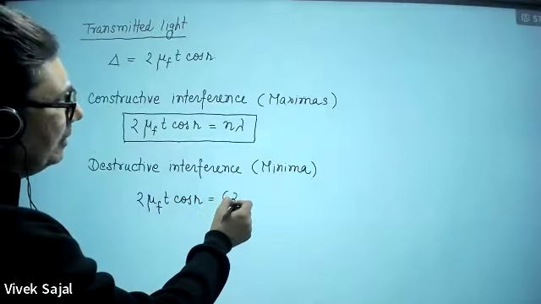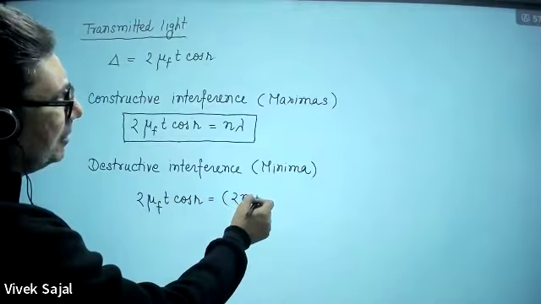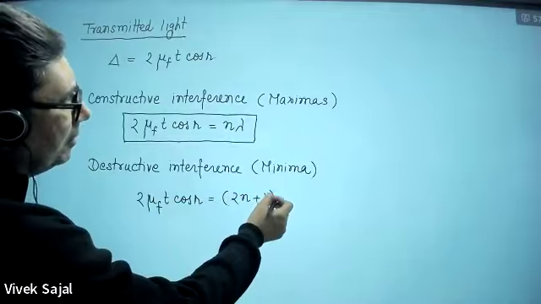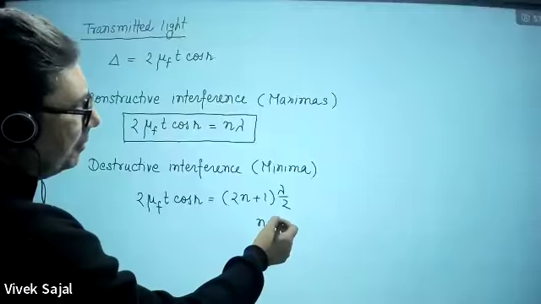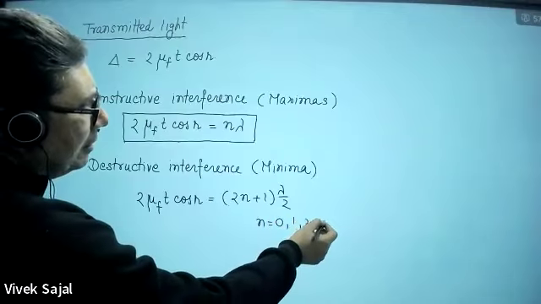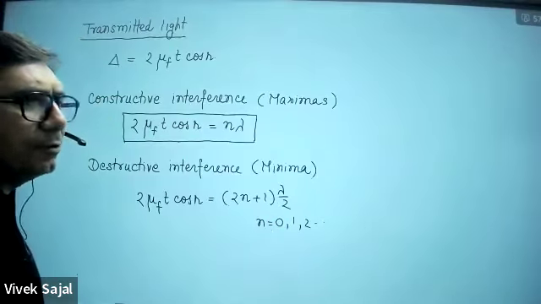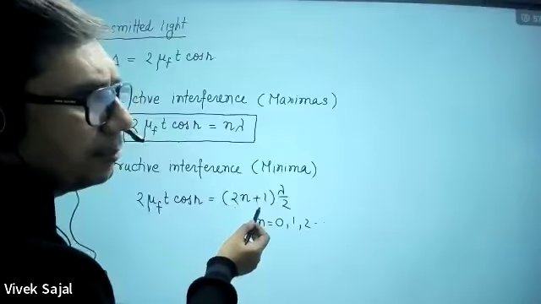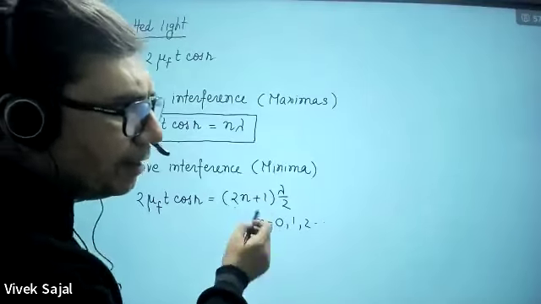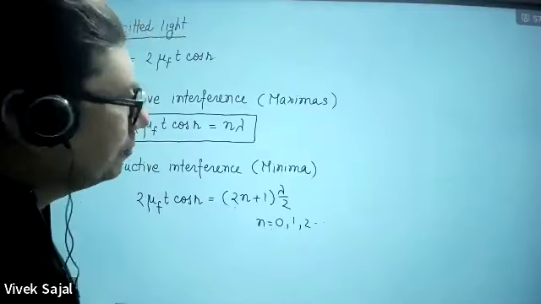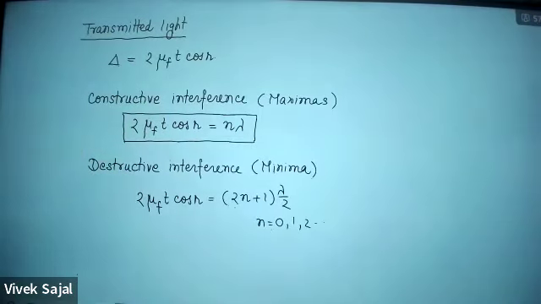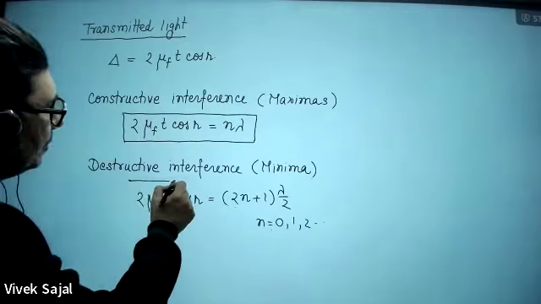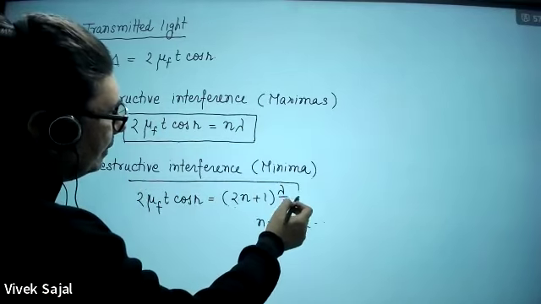So if you want to write, this time this will be simply 2n plus 1 times lambda by 2, and here n will be 0, 1, 2. Here n being 0, 1, 2 is not important. What is important is that it should be lambda by 2, 3 lambda by 2, 5 lambda by 2. So that thing should be very clear. What you are observing here is that the conditions of maxima and minima are reversed between the reflected light and the transmitted light.